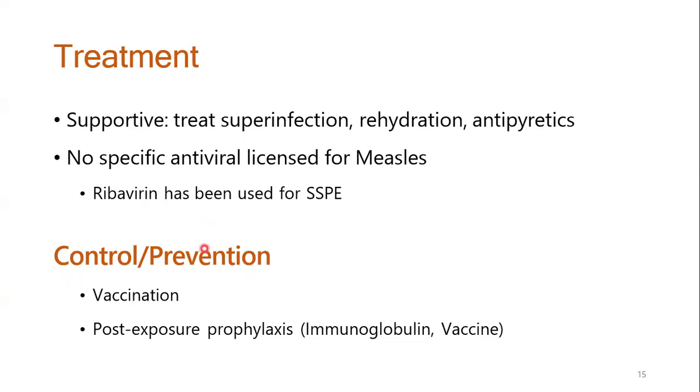Control: vaccination. So since the vaccine has come, infection rates have been very low. Then post-exposure prophylaxis, so giving immunoglobulin or vaccine. So this is after you get, you cannot really get, but if you're exposed to someone with measles, for example, you have 2 children, then one child comes to the hospital, they're confirmed to have measles, and they've been staying with the other child, we do post-exposure prophylaxis.